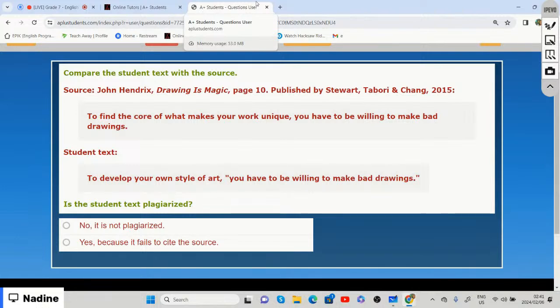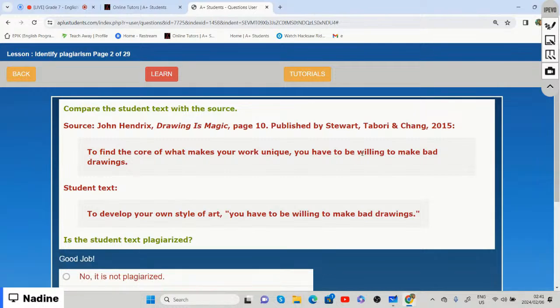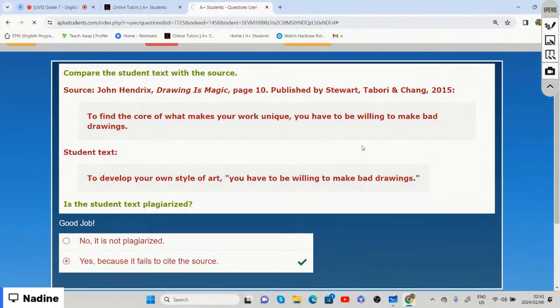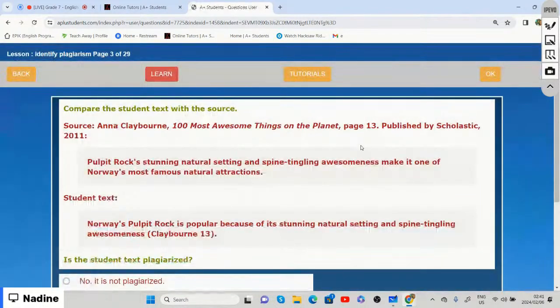All right. Let's go with yes, it is plagiarized. And yes, it is plagiarized. Well done. Right?